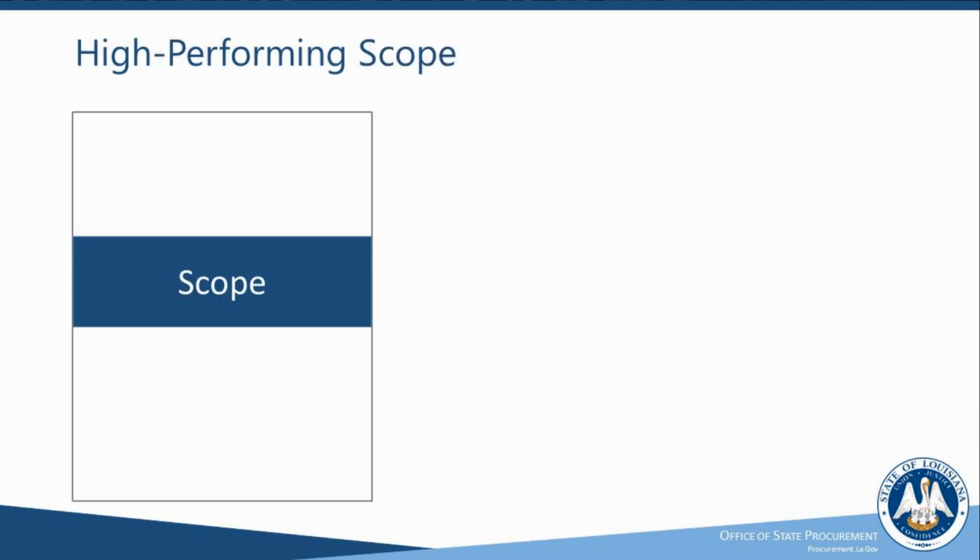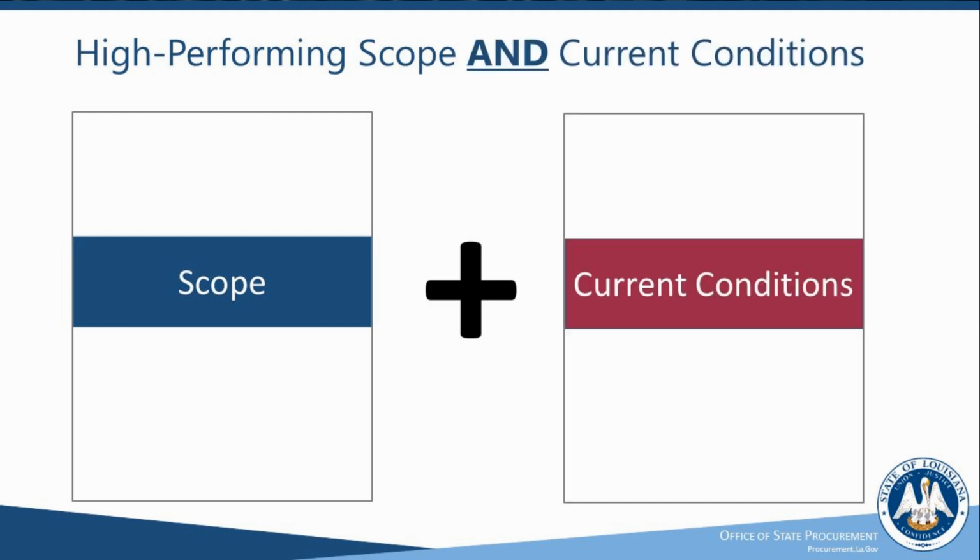Now, high-performing scopes also will include the current conditions or the current state of what that service or that project or that product looks like prior to competing this new RFP, which obviously is going to be for an upgrade or an enhancement or to get better or more, but we don't want to overlook what the current condition is today. So it's a description of today's current condition with respect to this project.